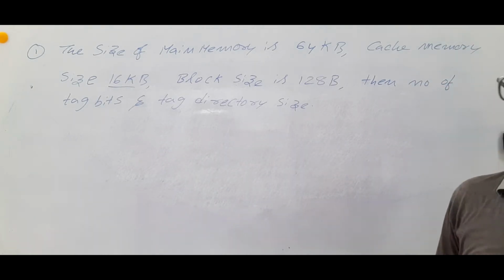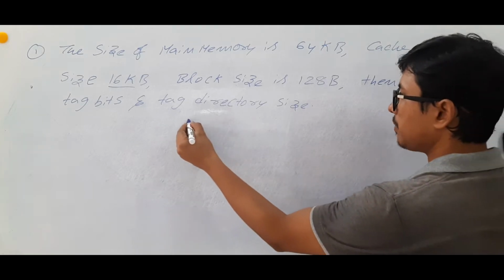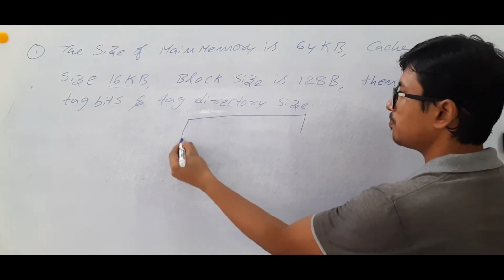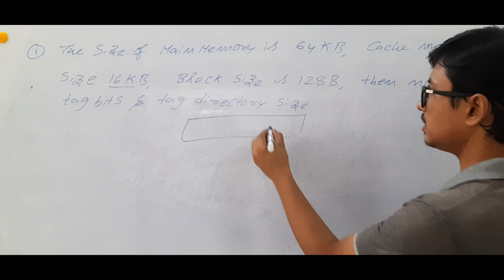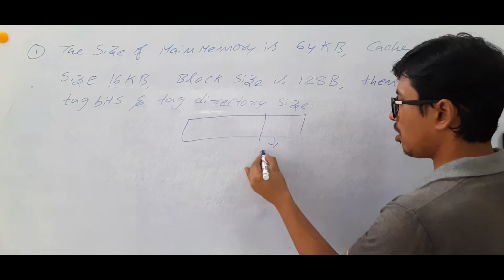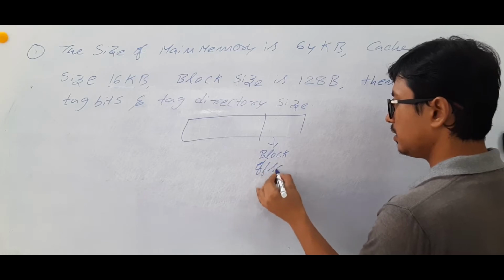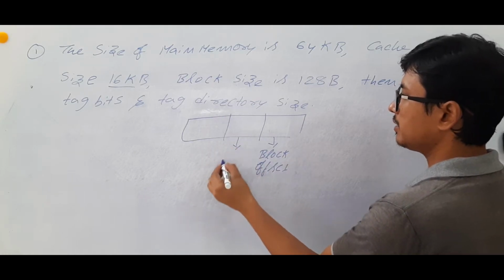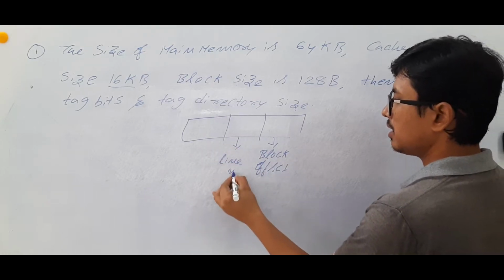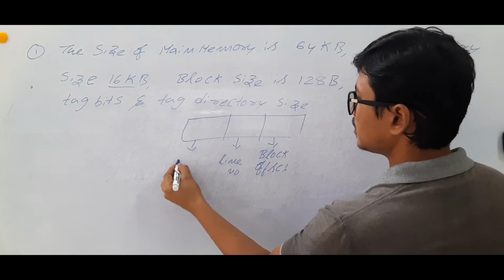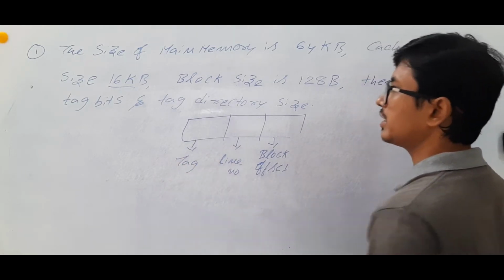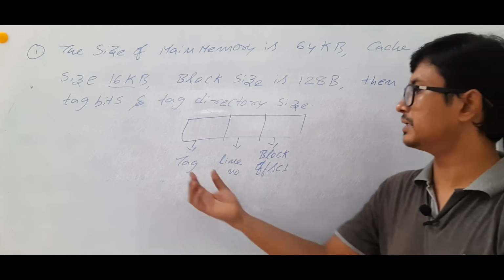So, you know that the direct mapping address is divided into three parts. One is the block offset. Next one is the line number, and the tag bits. So they are asking us to find the tag bits.